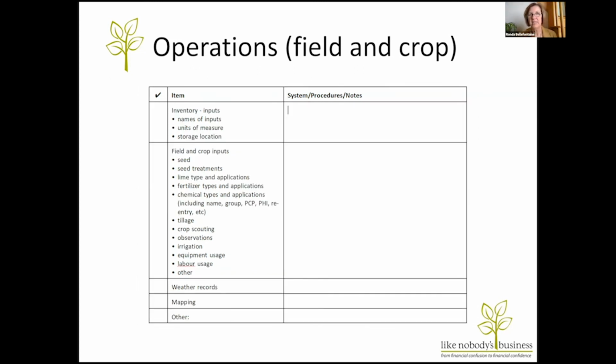Also, I had talked about inventory in terms of your financial records. Well, it's not just inventory of the things you grow, it's also keeping track of inventory of your inputs. An example of this is in the project I was talking about with the group of farmers when we were trying to determine the costs of production.